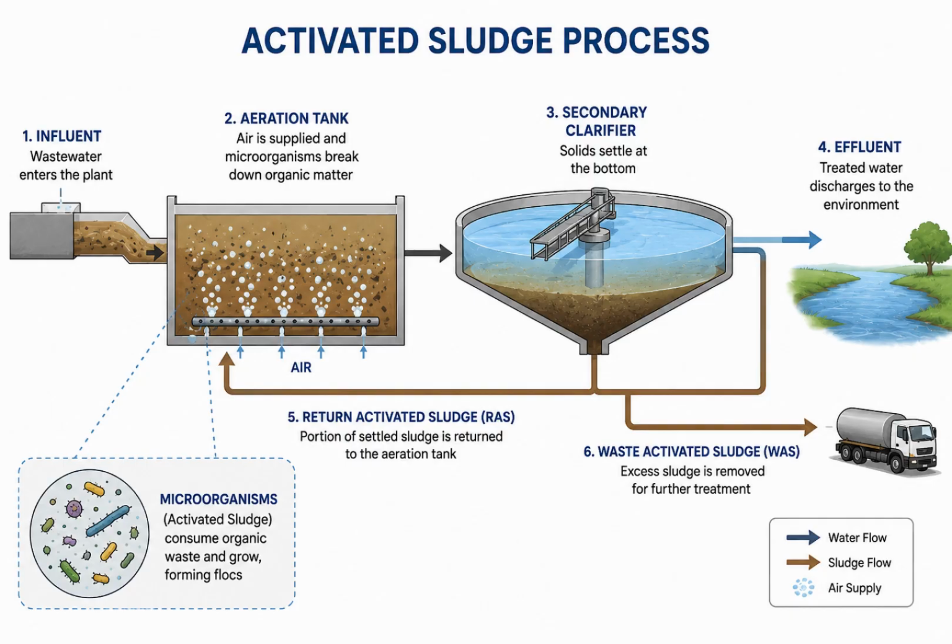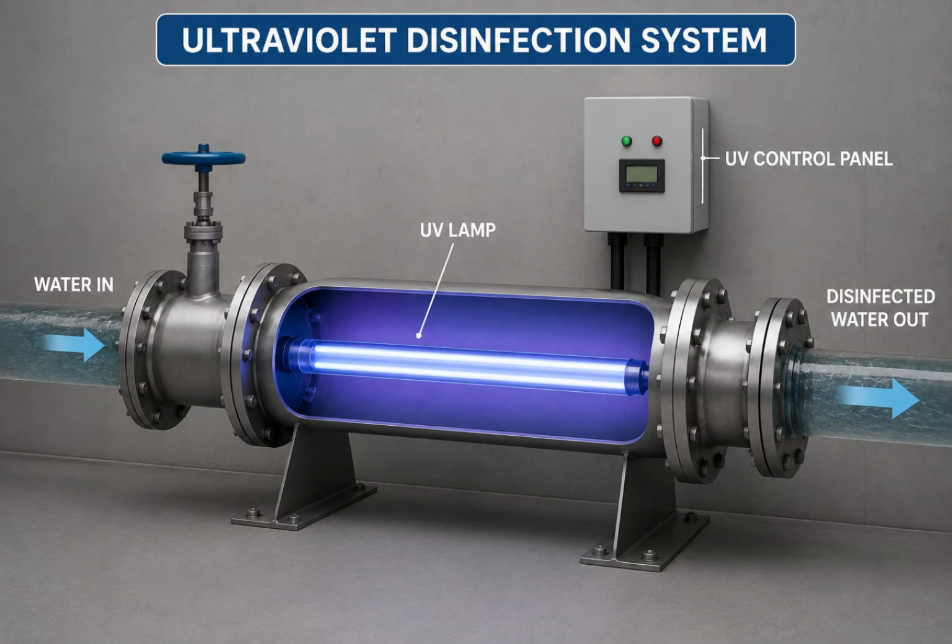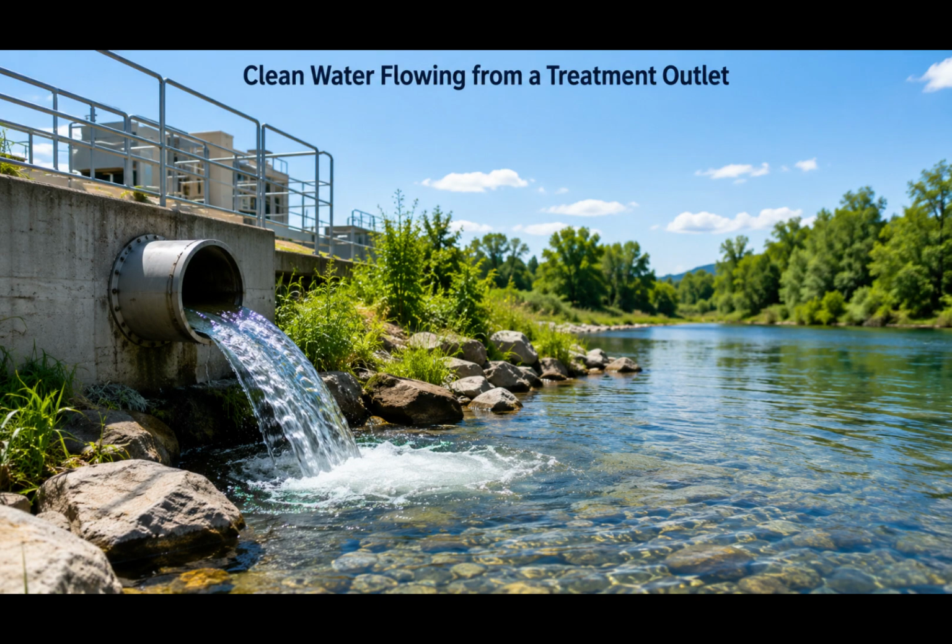After the required contaminants have been removed, the water is disinfected. Disinfection destroys or inactivates disease-causing bacteria, viruses, and other microorganisms. Treatment plants may use chlorine, ultraviolet light, ozone, or another disinfection method. Chlorine is a powerful disinfectant, while ultraviolet light damages the genetic material of microorganisms and prevents them from reproducing.